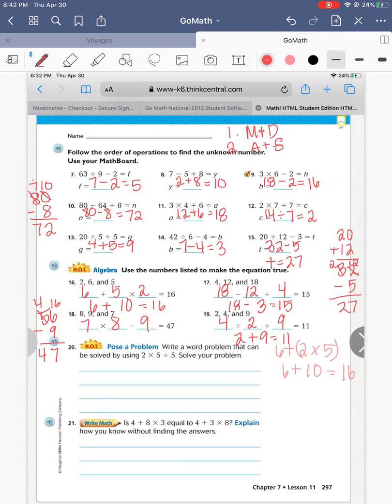Now for number 20, it wants us to write a word problem that we can use 2 times 5 divided by 5 to get the answer. So our word problem has to do multiplication first and then division, because even when we write it in the word problem, it still needs to be in the order of what we're going to do in our sentence.